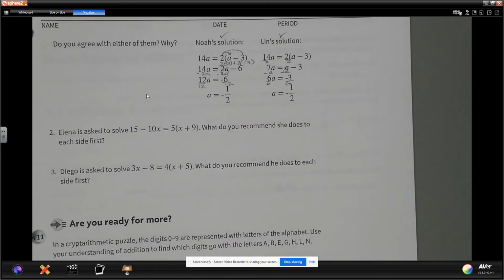So we actually see that both Noah and Lynn are correct. They just went through different methods to solve.